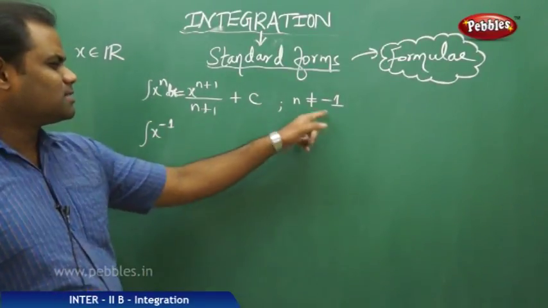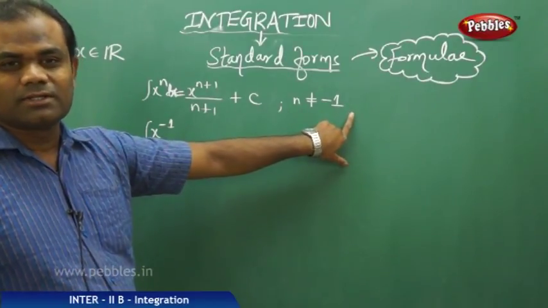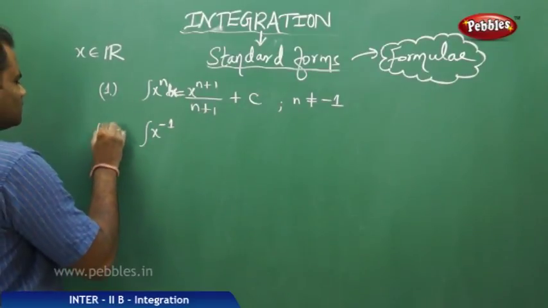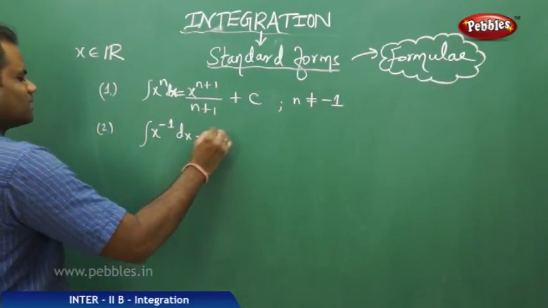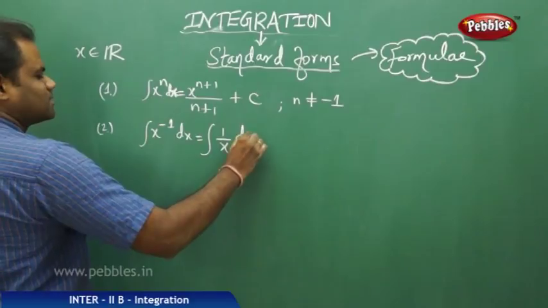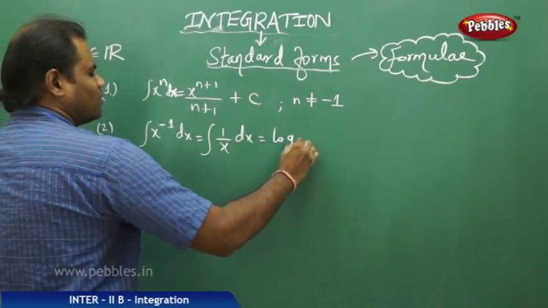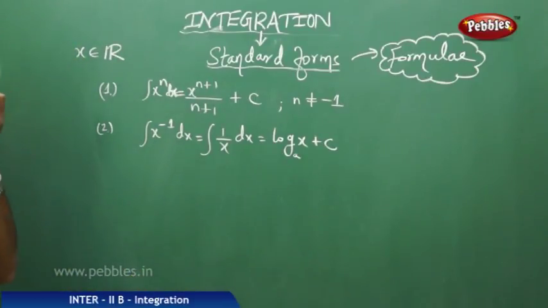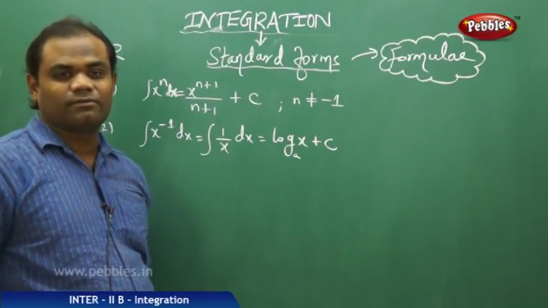Suppose my n is equal to minus 1, let's see what the formula reduces to. Then this is nothing but written as the integral of 1 by x dx, which is log x plus c, is how we understand the concept of integration.